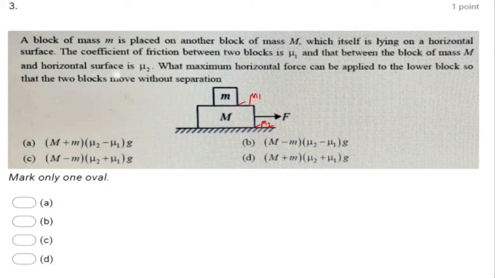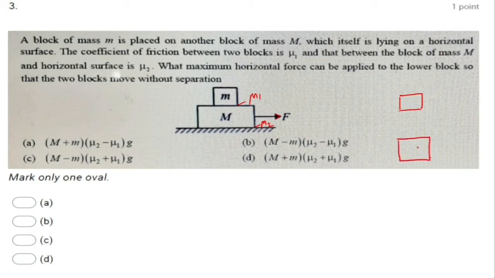What minimum horizontal force can be applied? You see the force is applied towards the right side. What is the maximum horizontal force that can be applied to the lower block so that the two blocks move without separation? Without separation means they are now moving together. So now let's draw the free body diagram for small m. This is the small m and this is the capital M.